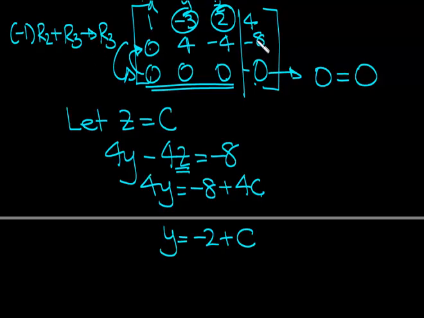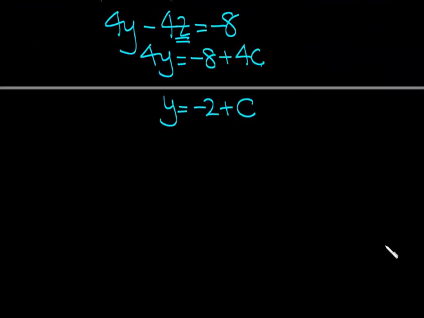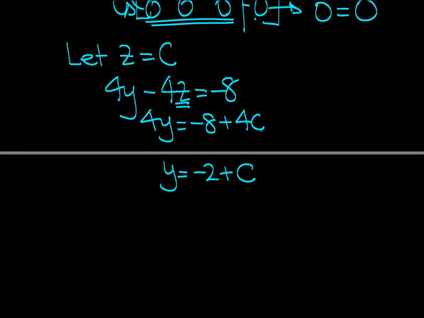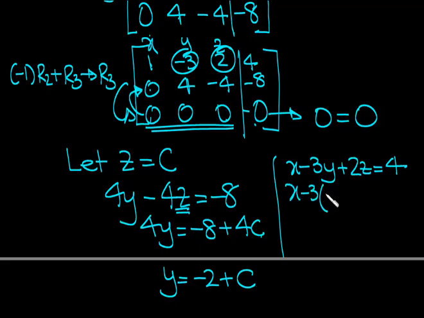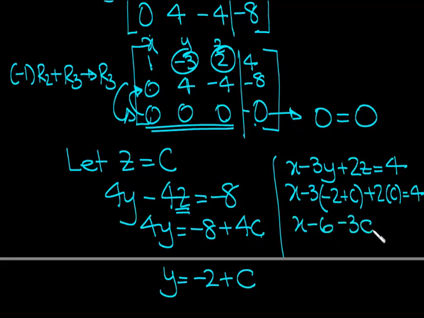What's the first row telling us? Well, the first row is telling us that I have, I'll write it right here, 1x minus 3y plus 2z is equal to 4. So I get x minus 3 times y. Y is what? Negative 2 plus c. And z is what? c. So you get x minus 3 times negative 2 plus c, plus 2c is equal to 4. So you get x plus 6 minus 3c plus 2c is equal to 4. You want to solve for x, so move everything to one side.